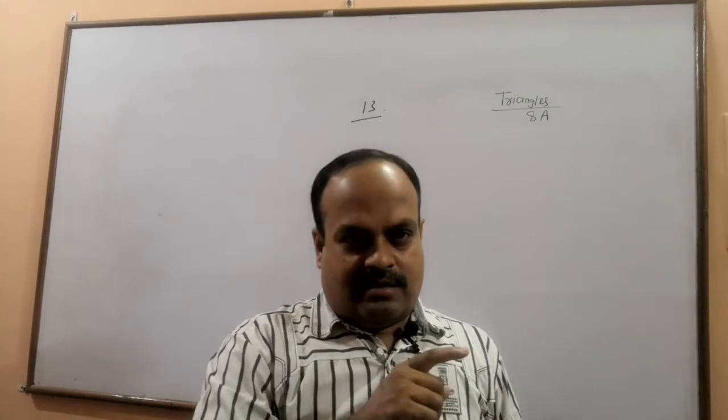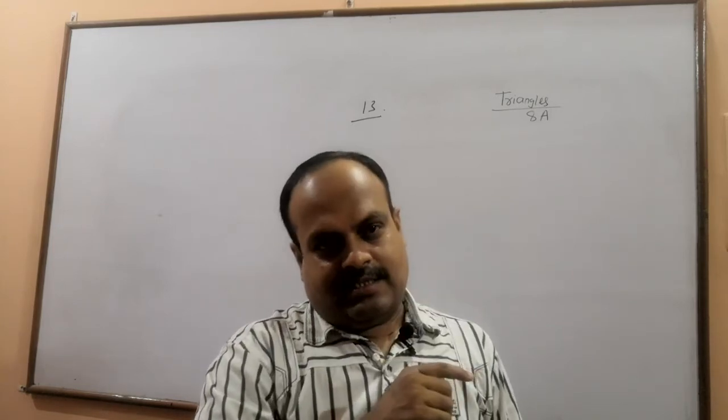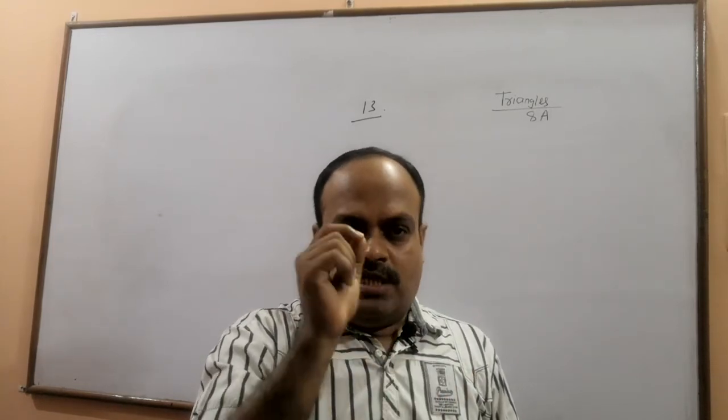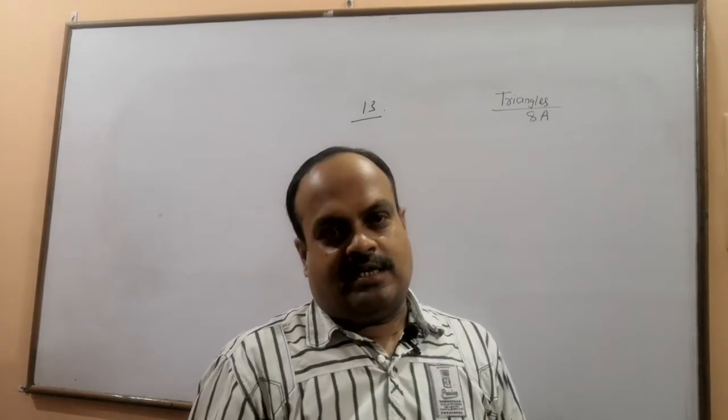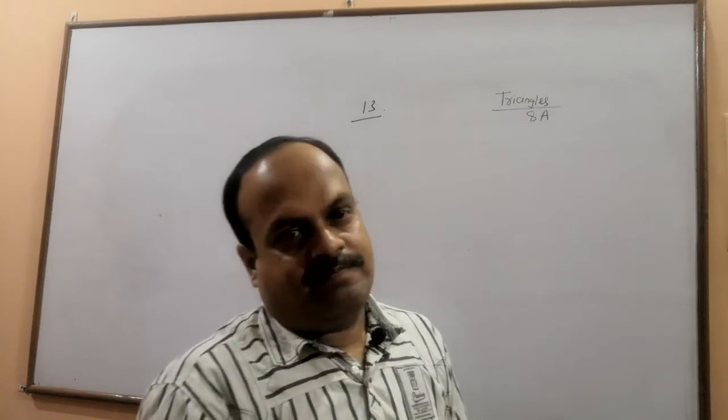A triangle having all equal sides with each angle 60 degrees is considered an equilateral triangle.